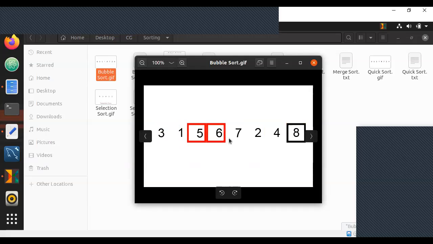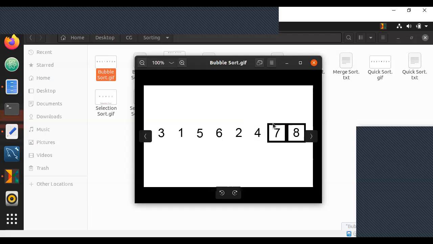Now once that is done, compare the third and fourth element. The fourth is not greater than the third, skip it. Next, go for the next one. It's not greater. Then 7 is greater than 2, so swap it. Then go for the next ones. Again, 7 is greater than 4, so swap it. Once you have swapped this, you've got the second-to-last element as 7.